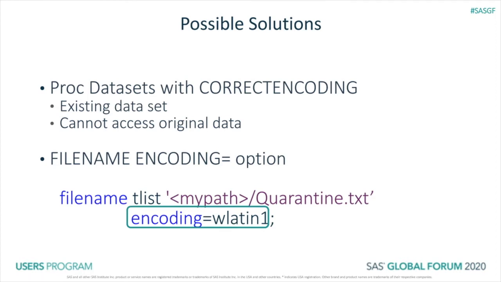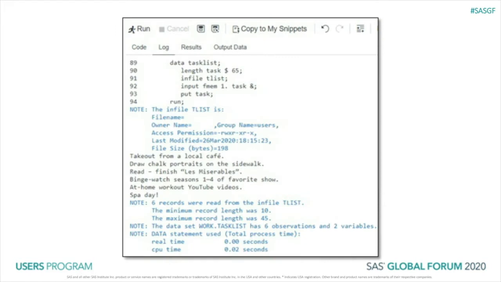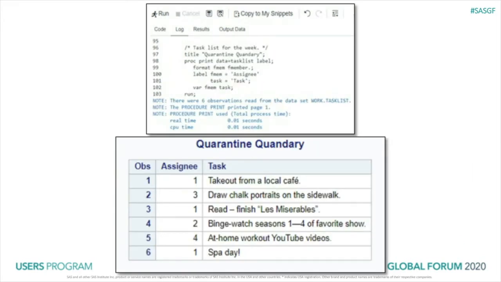I'm going to choose today to recreate my data set. I'll specify the file name encoding option and tell SAS that the data in the file is WLatin1. I've made that change and reran my data set. My characters display successfully in the SAS log. I also find that my proc print runs successfully and displays all of my characters.